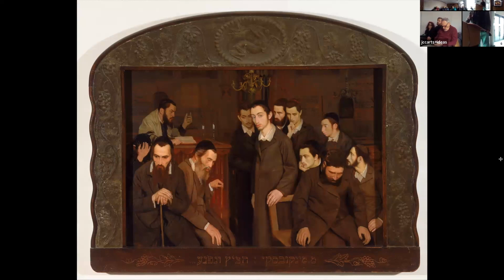Maurycy Minkowski, a Polish painter, who was born deaf, by the way, found his death in Buenos Aires. He was in his early 50s. He didn't hear the car coming, and he was knocked down by it. So this was done in 1910, again. It's called He Glanced and Was Hurt, Hetzitz Venifga. It's my translation.